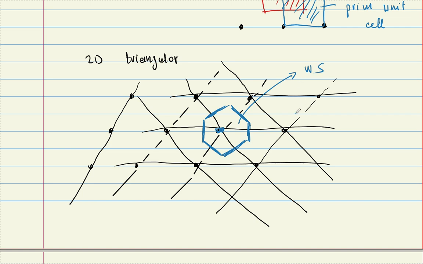This is Wigner-Seitz. And the unit cell, you can see, here's the unit cell. So this is the primitive unit cell. They are not related as simply as in the 2D square. Good. Any questions?